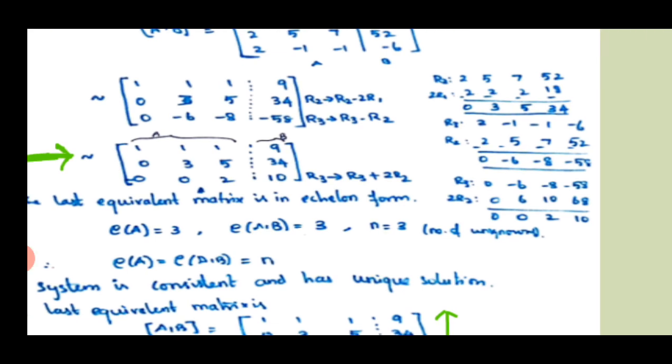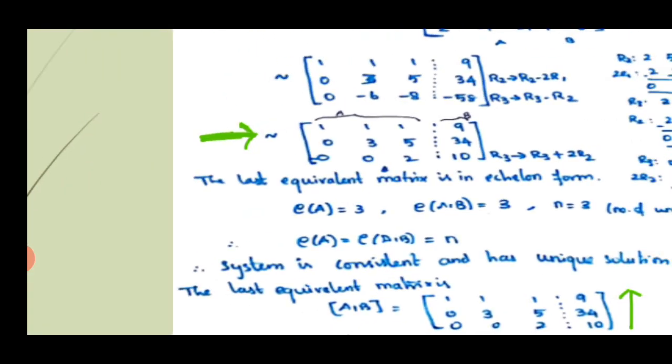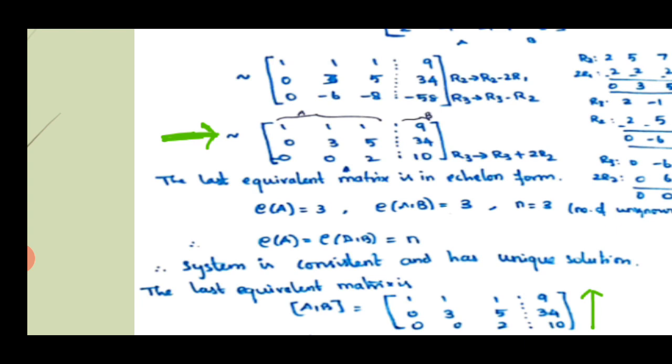R3 is 0, minus 6, minus 8, minus 58, and 2R2: multiply 2 in the second row, so you get 0, 6, 10 and 68. This time we are just adding. Adding the entries, you get 0 plus 0 is 0, minus 6 plus 6 is 0, minus 8 plus 10 is 2, and minus 58 plus 68 is 10. Take this and fill the third row. You can see the green color arrow, and here I have made the echelon form. I am marking this place with the green color arrow to understand. Here this is the last equivalent matrix.